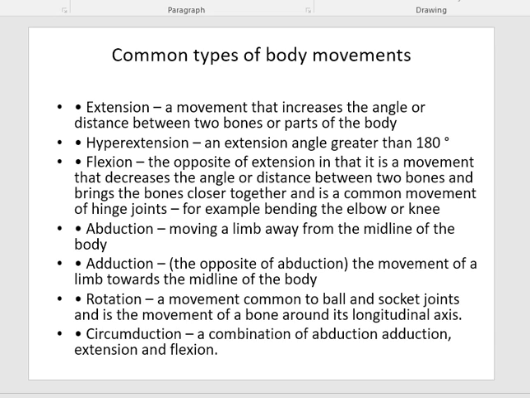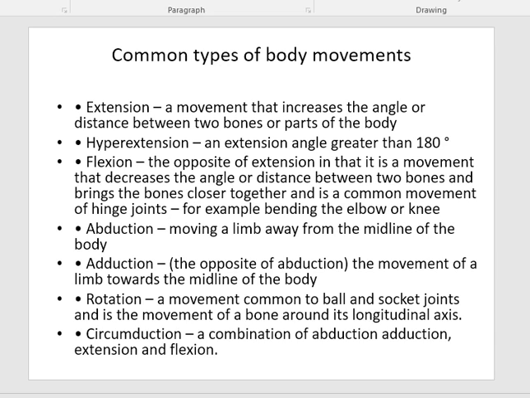Hyperextension, an extension angle of more than 180 degrees. Flexion is the opposite of extension in that it is a movement that decreases the angle or distance between two bones and brings the bones closer together, and is a common movement of hinge joints, for example, bending the elbow or knee.